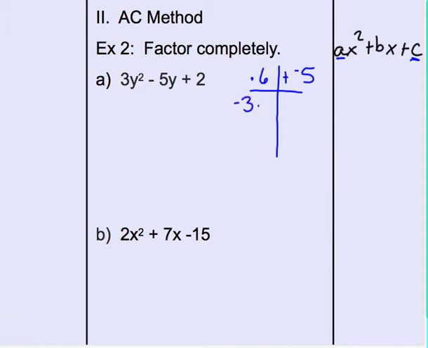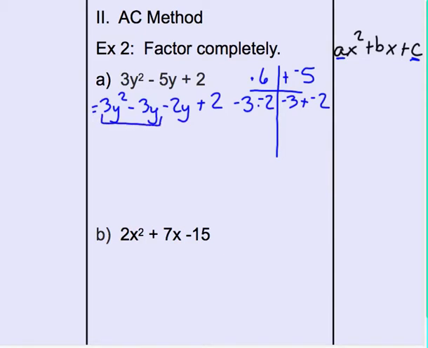Well, -3 times -2 multiplies to 6 and adds to -5. We do not use these to factor like we do with the T-chart. We use them to set up grouping. So we leave our 3y squared alone, and we rewrite the -5y as -3y minus 2y. Now we have 4 terms, and we can set up our grouping.